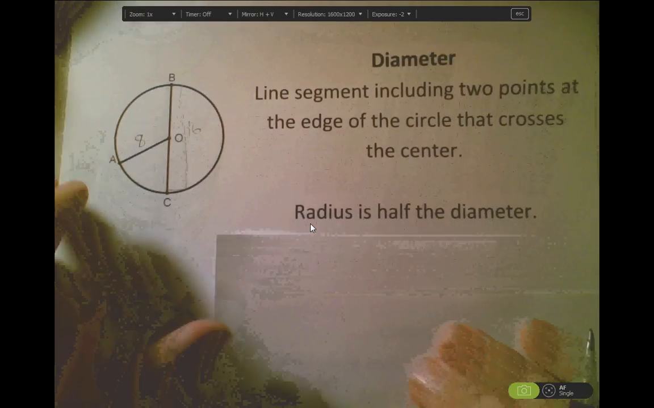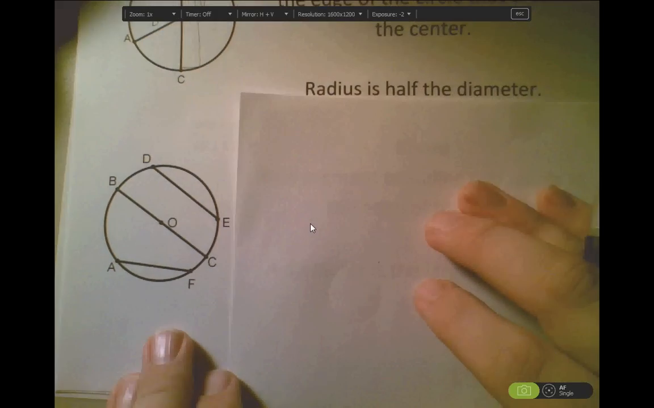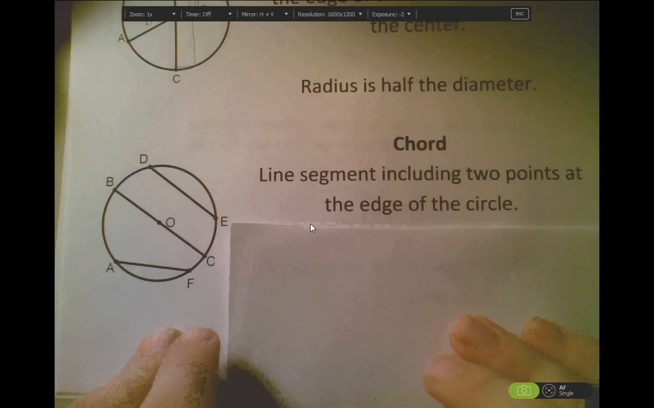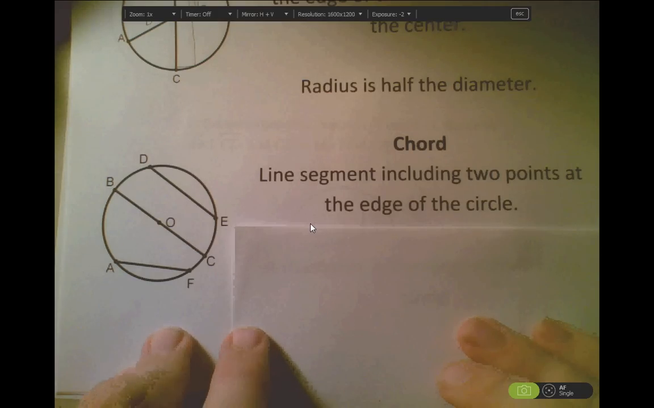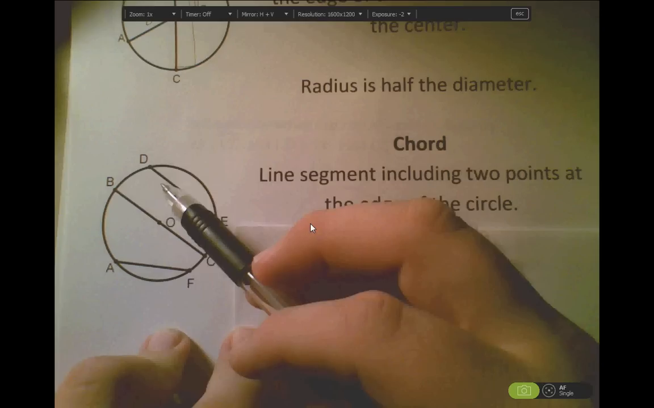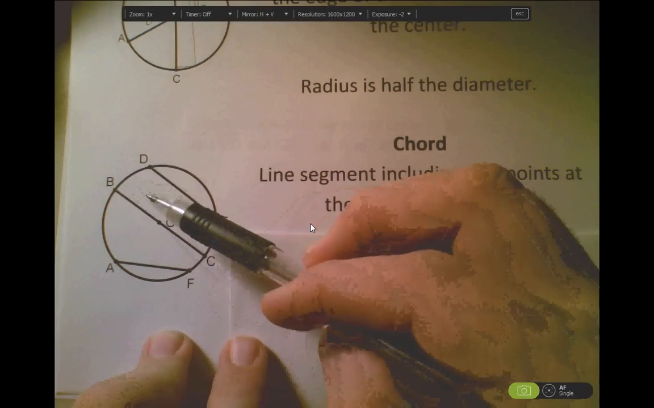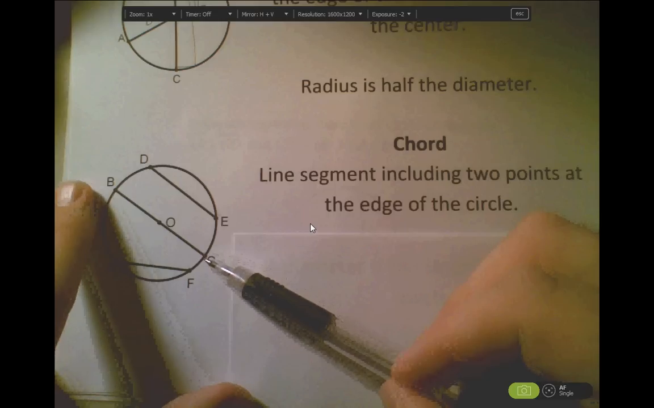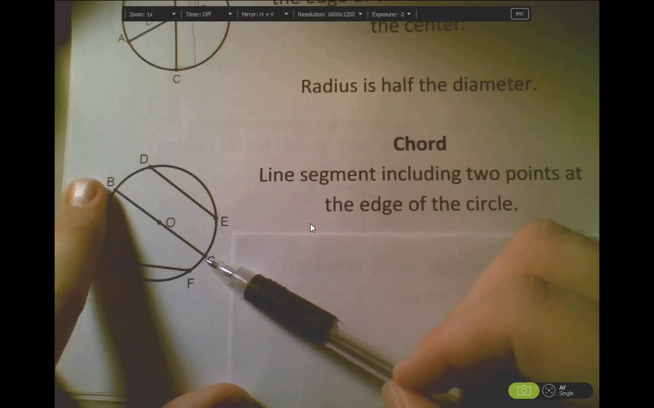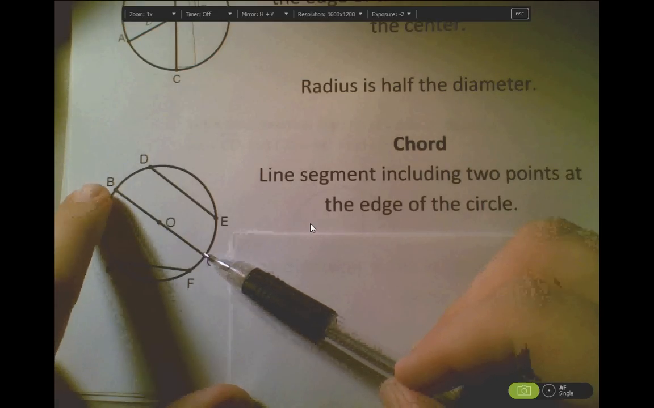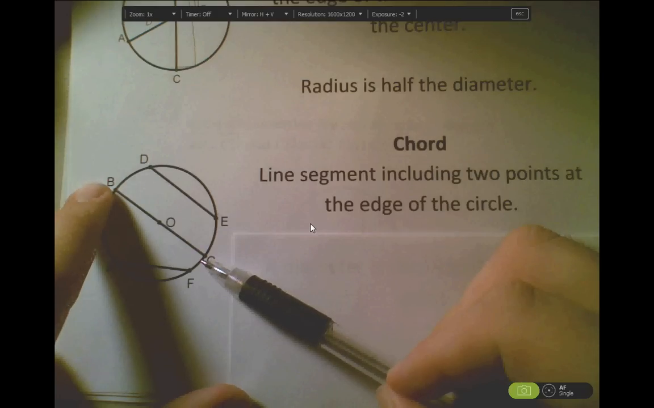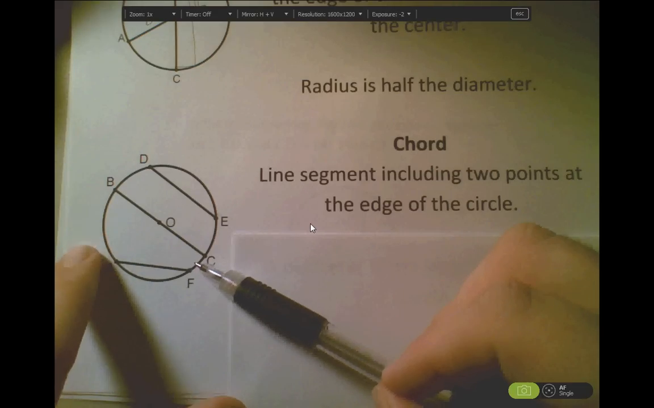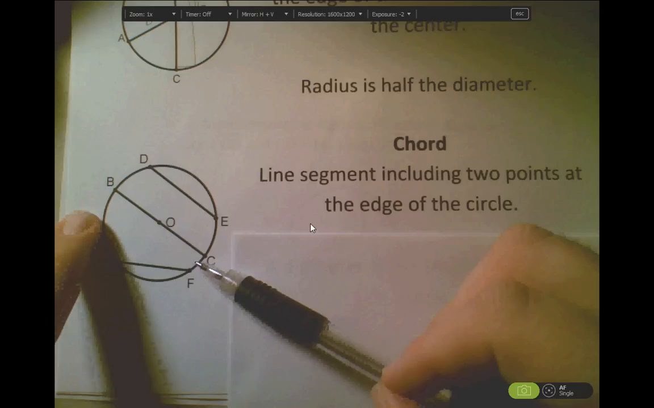Okay, our last definition for right now, talking about line segments of the circle, is a chord. A chord is a line segment including 2 points at the edge of the circle. In this case, I have 3 different chords: DE, BC, and AF. Now, BC should look awfully familiar. There should be another name for this. This is a diameter. But the key thing is that a diameter is still a chord, but it's a very special type of chord. A chord can be anywhere on the circle as long as it is a line touching 2 edges.